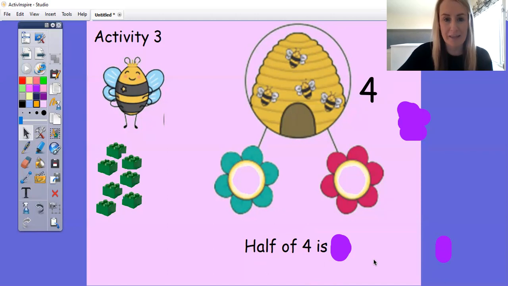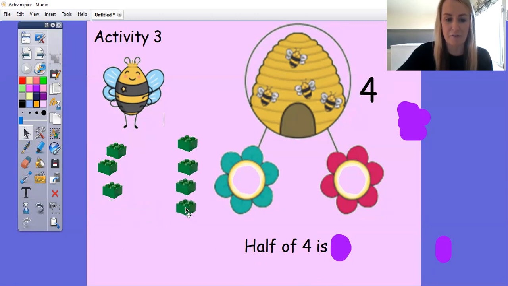Now you might know the answer straight away if you've practiced already. If not, you might want to use some practical objects from home to help work it out alongside, which is absolutely fine. I've chosen to use here some Lego blocks that I found in the house, and I'm going to use those to find half of 4. Now remember, first of all, you need to collect 4 of them. So I'm going to first count out 4 of my Lego blocks. 1, 2, 3, 4.